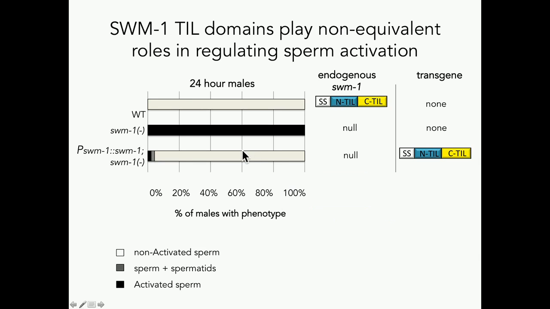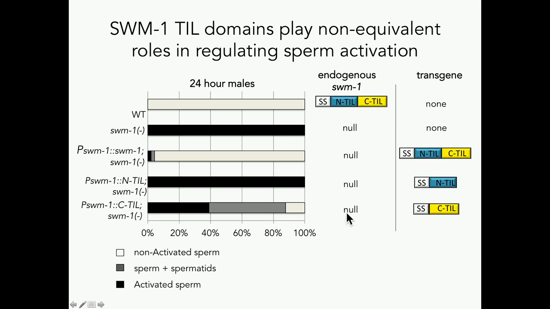So here I am showing you again a quantification of the sperm activation phenotype. I've just turned the graph on its side. On the left are the genotypes, and then I've also drawn them out schematically here. In the first column is the endogenous SWM-1 locus, and then in the last column is whether or not I've included a transgene. These first three are all controls, so we have wild type, SWM-1 mutants, and then importantly, a full-length transgene that includes both TIL domains is sufficient to rescue activation.